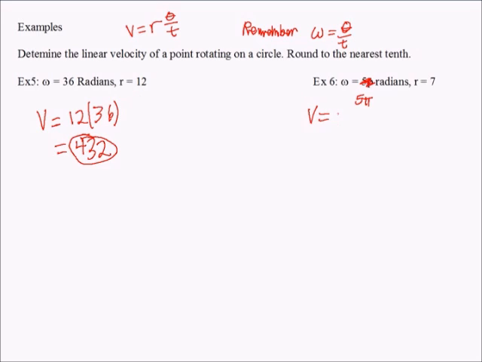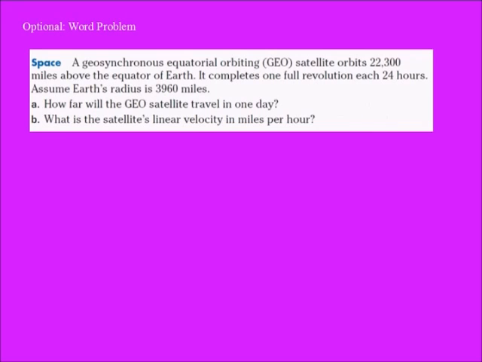So this is going to be 5 pi, and actually, nope. This is going to be 7 times 5 pi, okay? So you could get 35 pi, and when we round to the nearest tenth, we're going to get 109.96 or something like that. So it's going to be 110. Okay? Questions? This is the end of the video unless you want an optional word problem. So let's look at that word problem. This is optional. Really all y'all needed was what I gave you before.